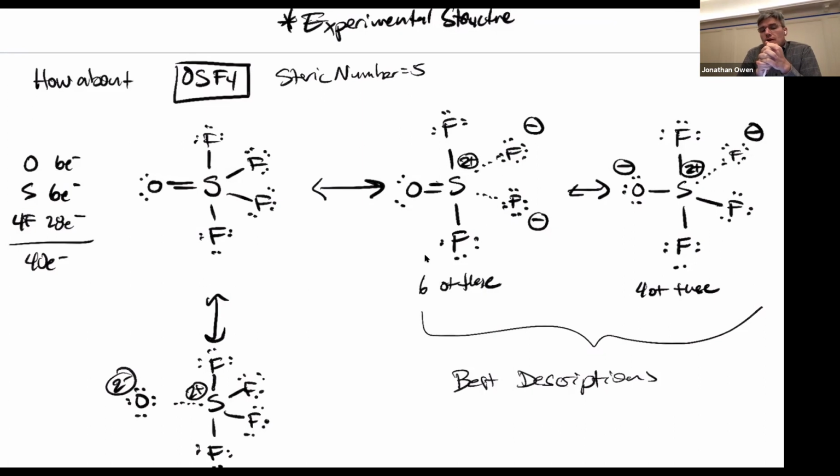The only complication, of course, is that the equatorial and axial fluorines in these molecules are not equivalent because it's trigonal bipyramidal. Now, my Lewis structure doesn't account for the shape, but it should if you were really counting equivalent resonance structures. But we're not going to ding you on that stuff. Okay. All right. Well, that was kind of a question I had working on.